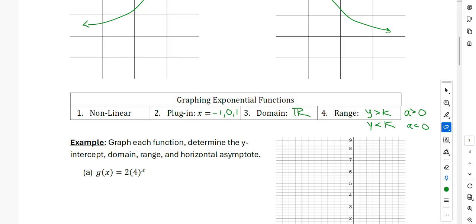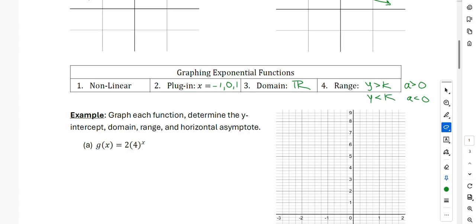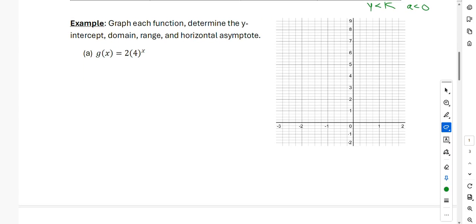So hopefully in the rest of our time today, we're going to work through 5 of these graphs. We are out of here at 1:30, so 17 minutes. We can do it. All right, so here's our example. We're going to graph each function, determine the y-intercept, the domain, the range, and the horizontal asymptote.